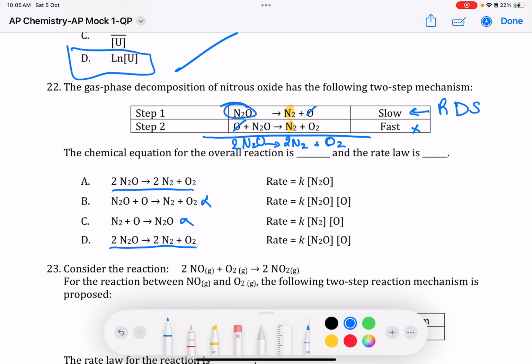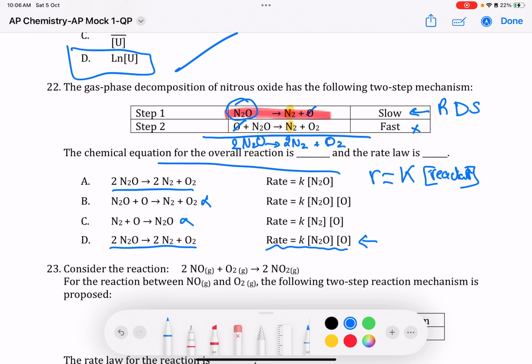It's only the reactant. In the rate formula of the rate law, it's always equal: R equals the constant multiplied by the concentration of reactant. Okay, so in the fast step here, they're writing the rate law from the fastest step, which is not correct. We always rely on the slowest step to write the rate law, and it's equal to the concentration of N2O. That is the correct answer.